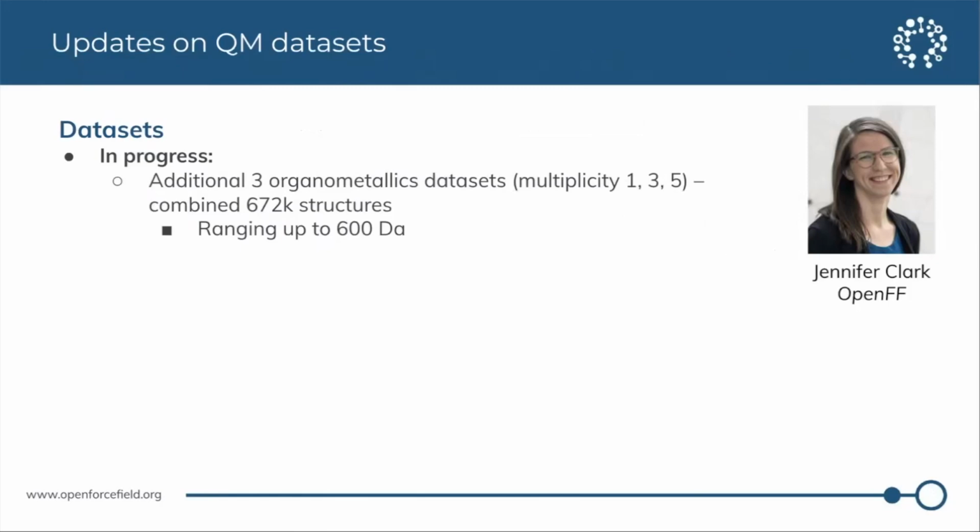In terms of other work, Jen has continued work on the Genentech organometallics project, and in the past month, she has generated 3 additional organometallics datasets, each with its own molecules with different multiplicities, with a combined 672,000 structures. So another pretty big dataset that is now slowly making its way through the compute pipeline.